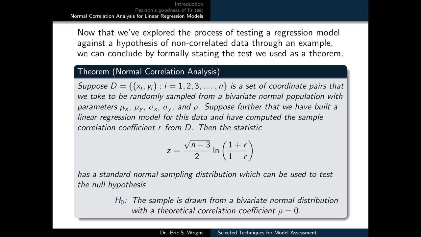Further, suppose that we've built a linear regression model for this data and have computed the sample correlation coefficient r from D. Then the statistic z equals the root of n minus 3 over 2 times the natural log of 1 plus r divided by 1 minus r has a standard normal sampling distribution which can be used to test the following null hypothesis, h sub 0. The sample is drawn from a bivariate normal distribution with a theoretical correlation coefficient, rho equals 0. So this theorem provides the framework that we can use for testing the degree to which bivariate data has a correlation significantly far off from rho equals 0.